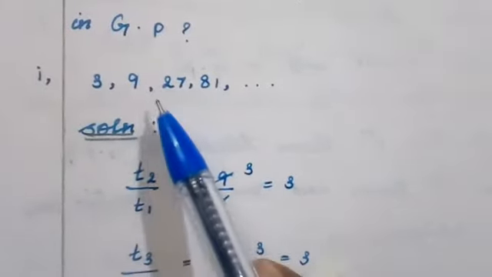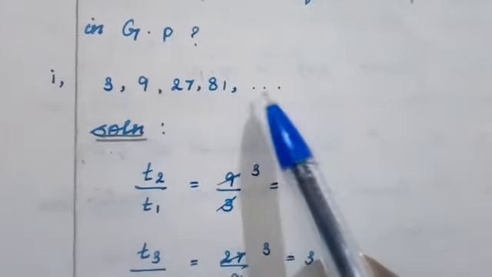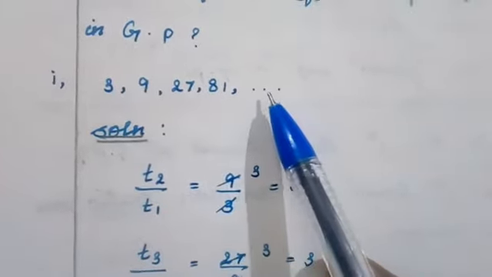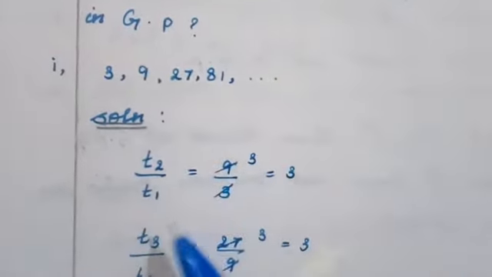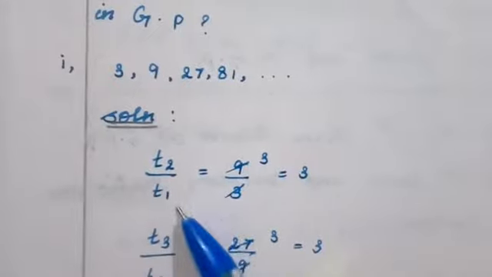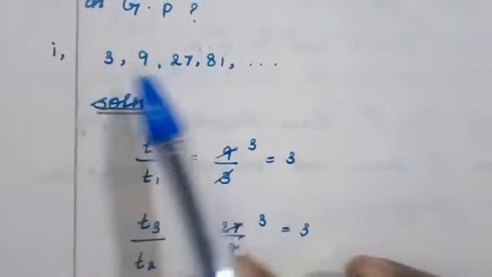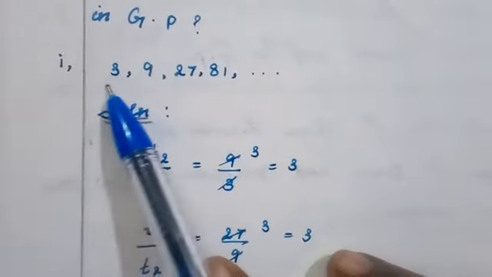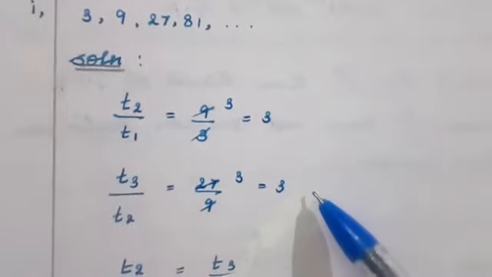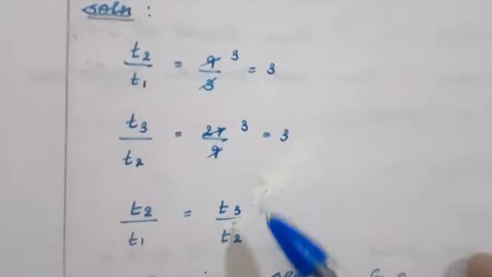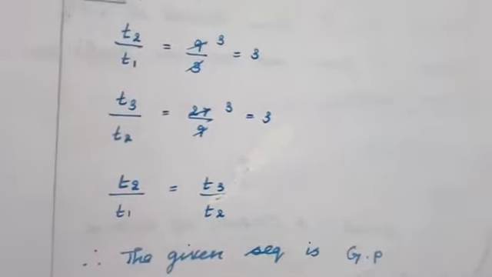For the first question, the sequence 3, 9, 27, 81, how do we check? We have to find the ratio. It is T1, T2, T3, T4, etc. T2 by T1 is 9 by 3, that is equal to 3. Next T3 by T2 is 27 by 9, that is equal to 3. T2 by T1 equals T3 by T2, so the given sequence is GP.